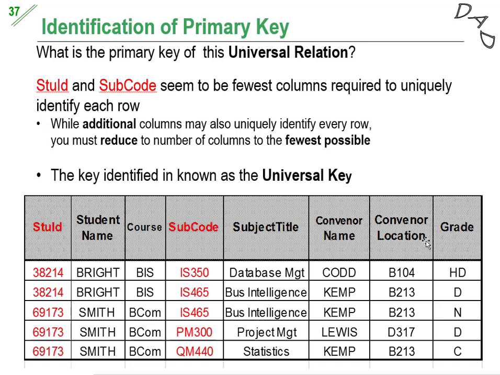Another person may take a convener name or subject title added to this universal key, but then again it's wrong, because student ID and subject code will determine the uniqueness of this particular table, because we don't need more and more extra columns.